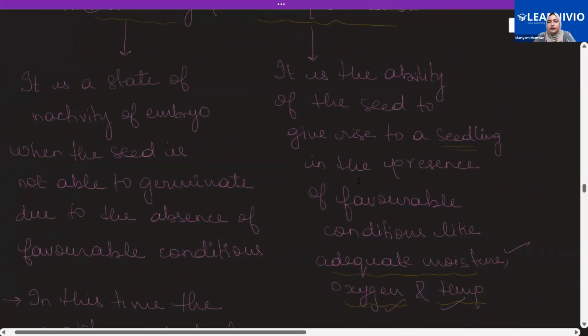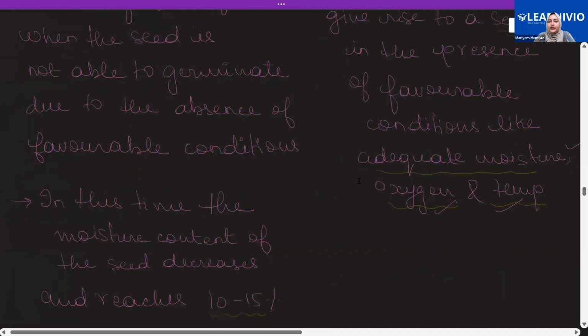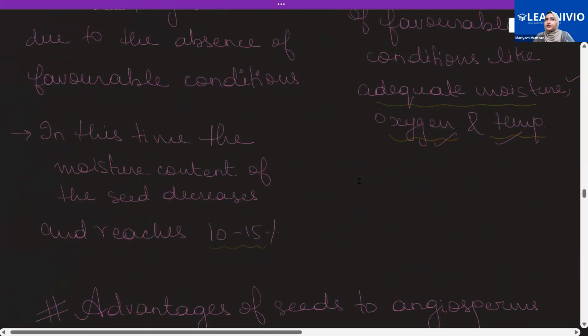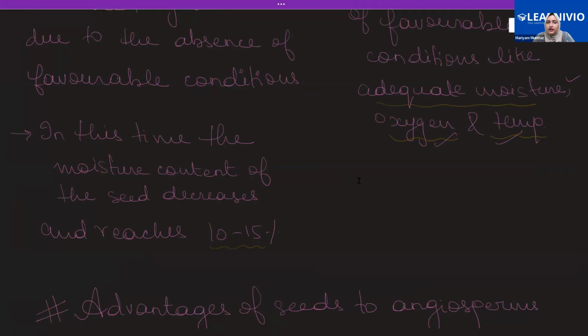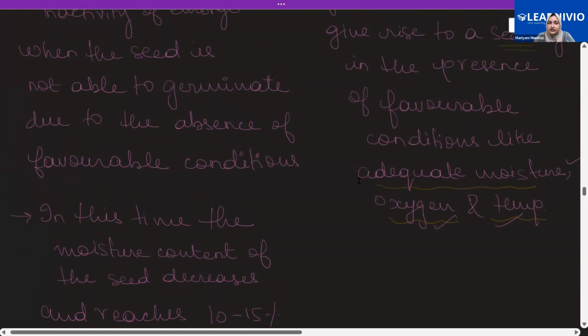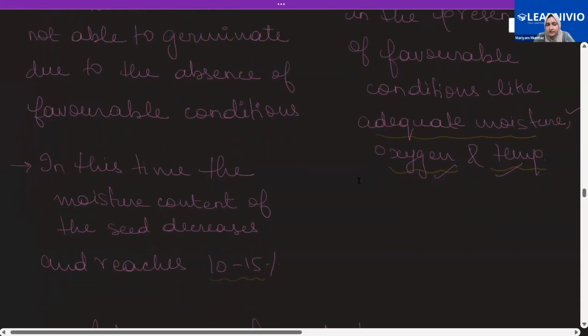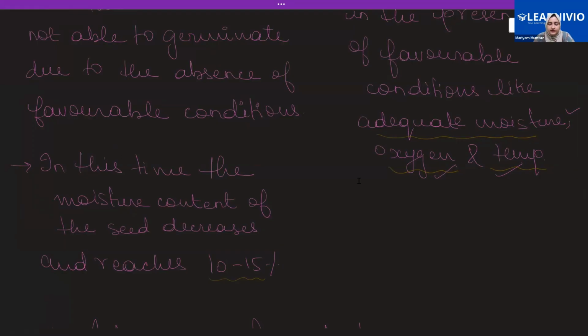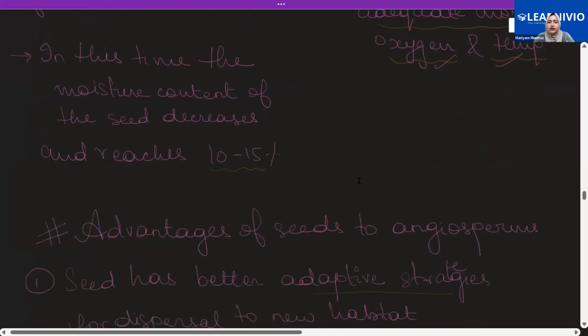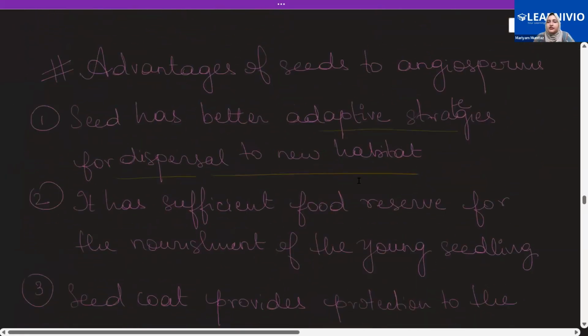So here the favorable conditions would be the right amount of oxygen, the right amount of temperature, humidity, moisture, everything. And as far as dormancy is concerned, during the time of dormancy, the moisture content of the seed decreases and reaches around 10 to 15%. Clear? Okay. Now let us see the advantages of dormancy.